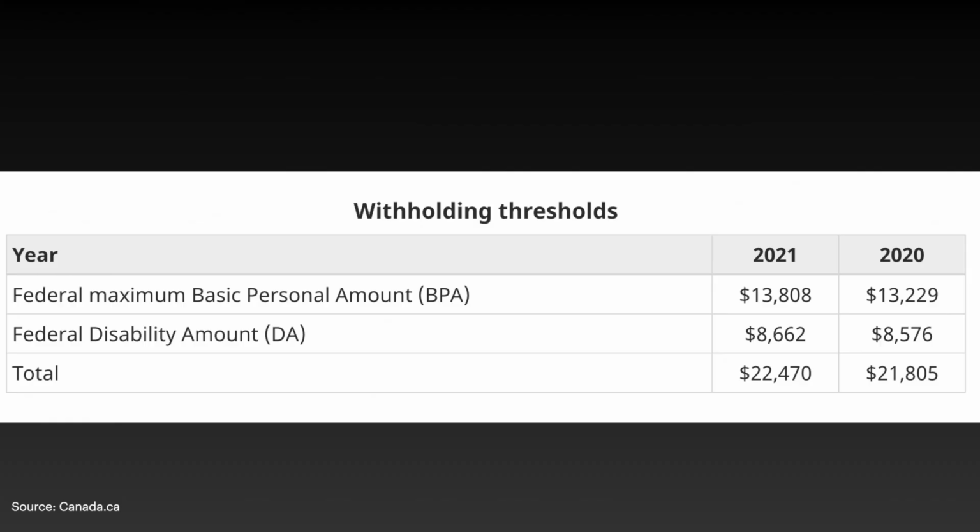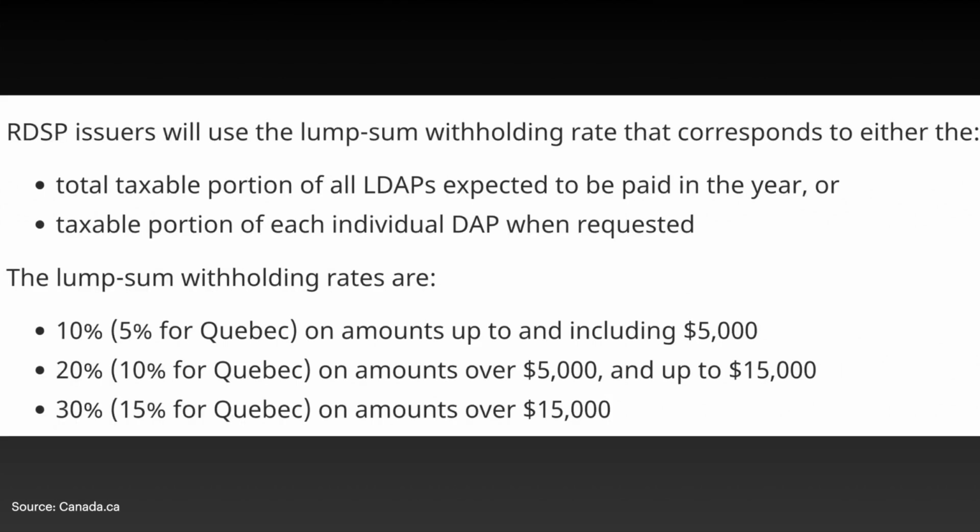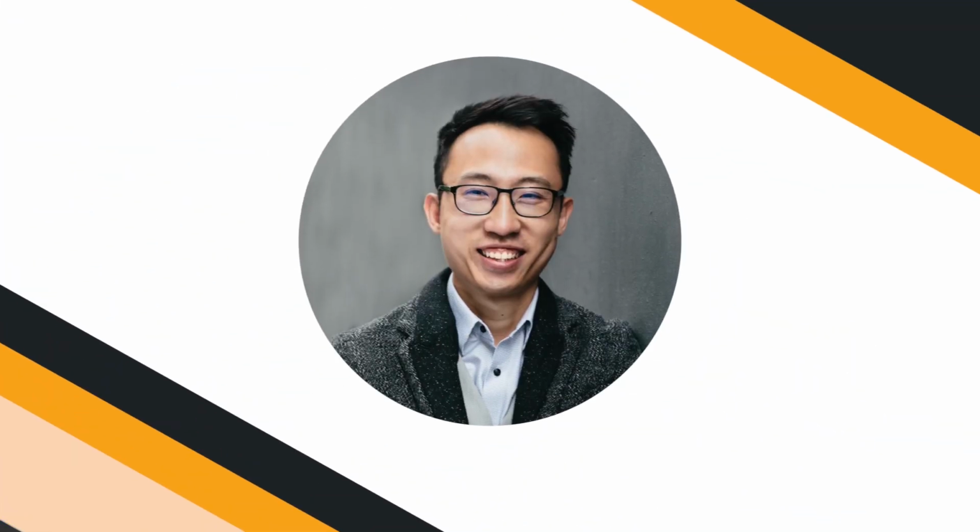Now keep in mind that if the total withdrawal amount for the year is over the combination of your personal and your disability amount, then there will be a withholding tax. And the withholding tax works exactly like the RRSP plan as I've shown on the chart. Alright, so those are basically everything you need to know about an RDSP.